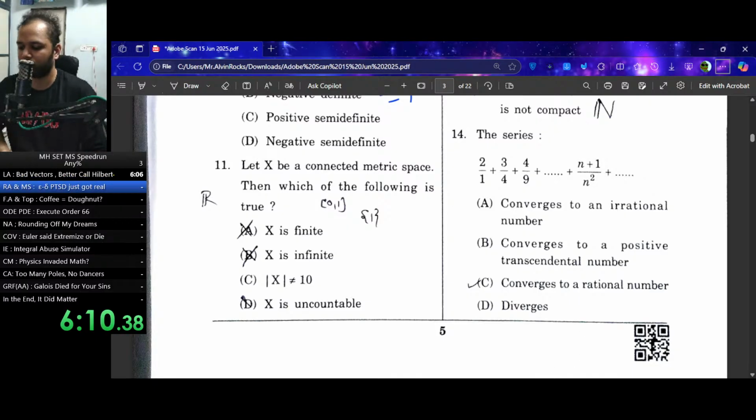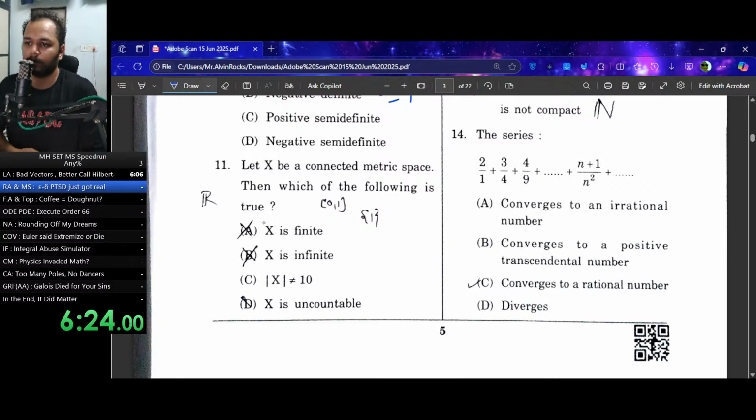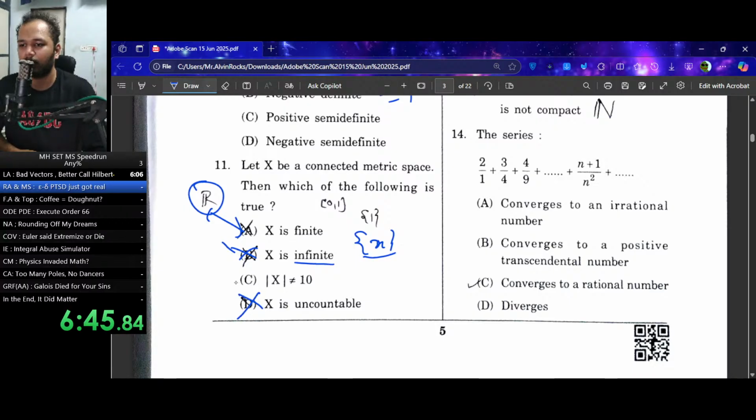The real analysis part. Right, let X be a connected metric space, then which of the following is true? X is finite. No, not really. Take R. Infinite. I'll take the singletons. Fails. Uncountable. Of course, this is not uncountable, so this is false. X is not equal to empty, so that makes sense.